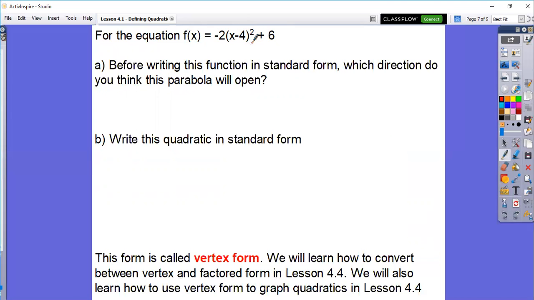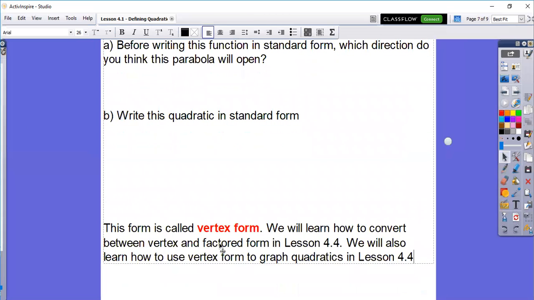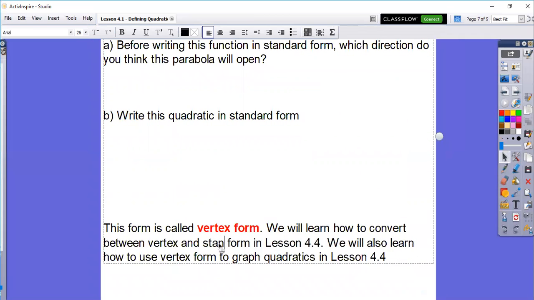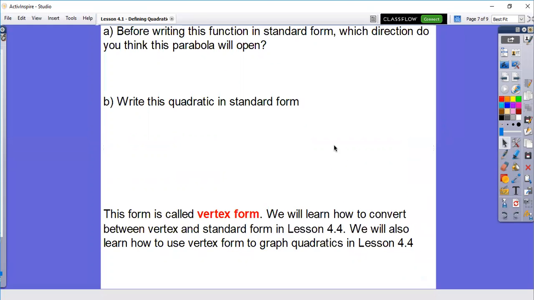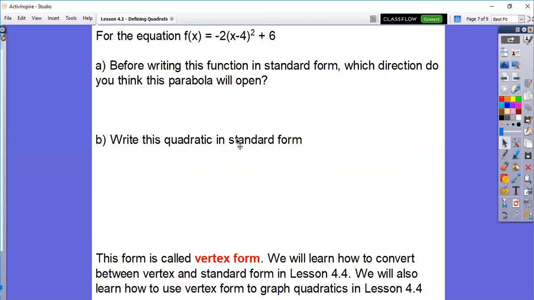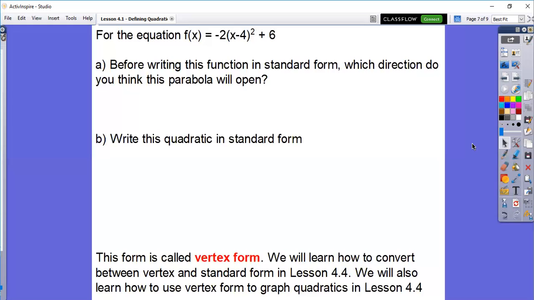You notice this form is a little different from the previous one because this is what's called vertex form. I use this to help me graph quadratics. In lesson 4.4, we're going to learn how to convert between vertex and standard form. And in lesson 4.4, we're also going to learn how to use vertex form to graph quadratics. So I just want you to see these different forms so that you're familiar with them.